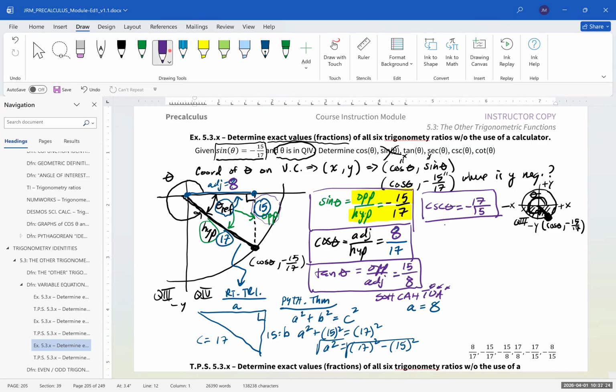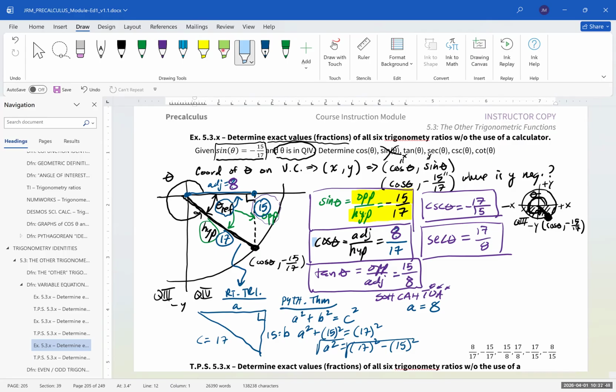Negative 17 over 15. The reciprocal of cosine is going to be secant. We just flip numerator and denominator. Now, there's one thing that I did not mention that I should have, and I don't want to get any further before I do.